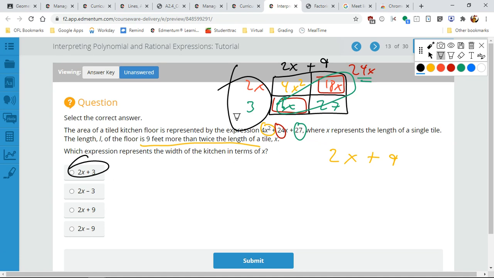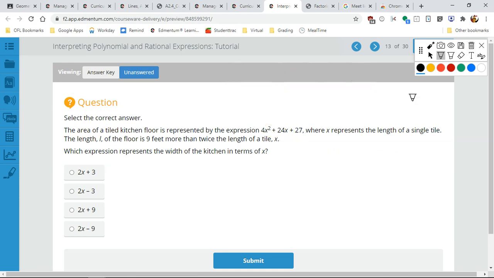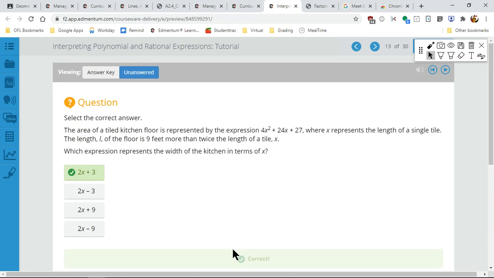Are you guys understanding how to use the box method? Like how I turned this into this little box right here? Cool.